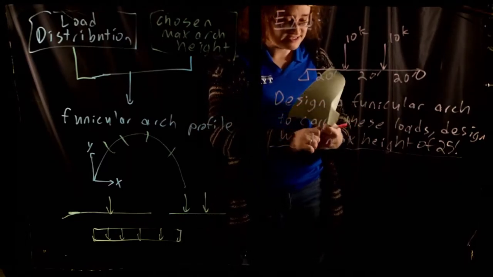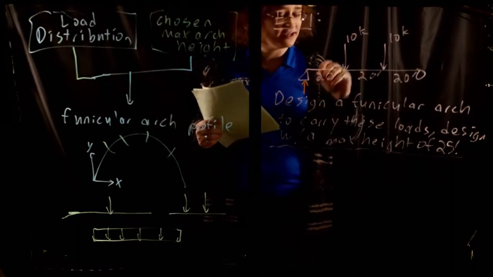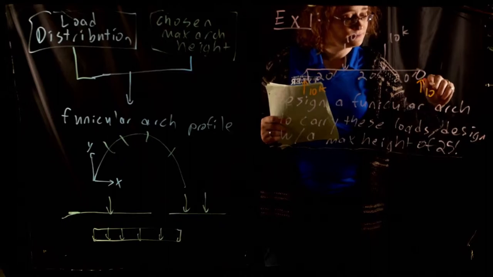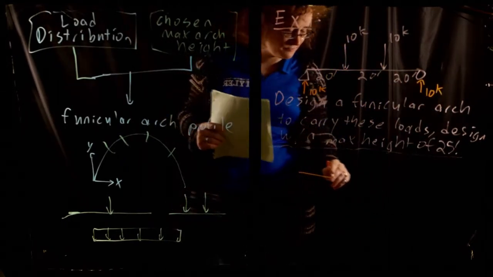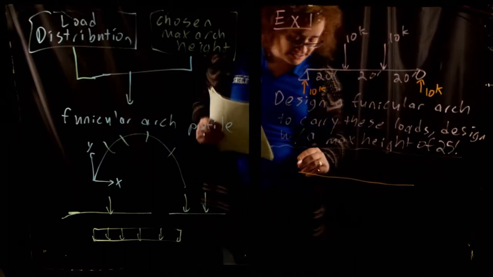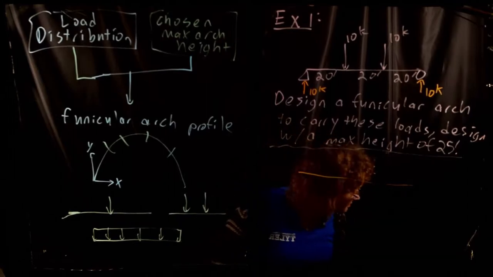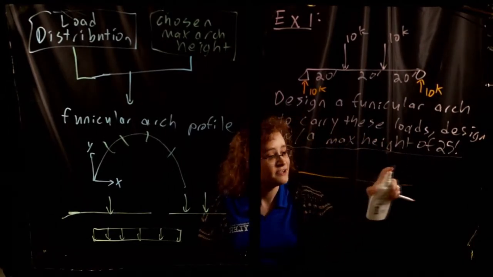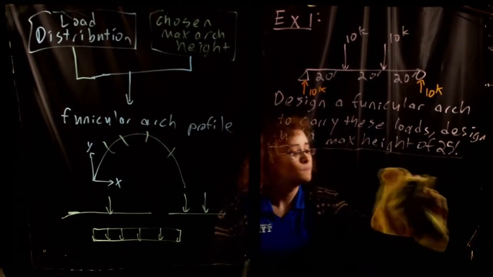And so if we consider the reactions on this, well, I must have a 10 kip and a 10 kip reaction force here. And then if I were to draw the shear diagram, let's see, if I can manage to draw a straight line, let me fix that. That helps if I draw a straight line. All right.